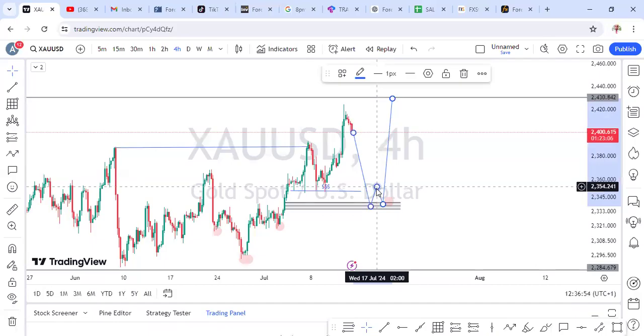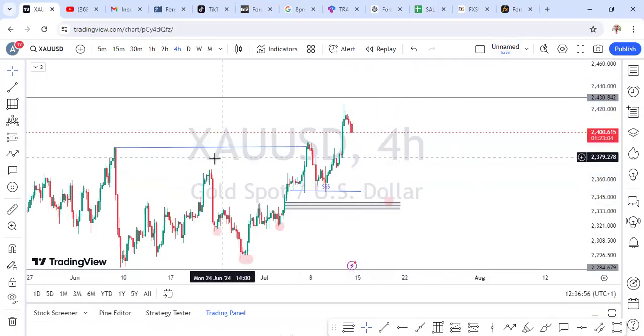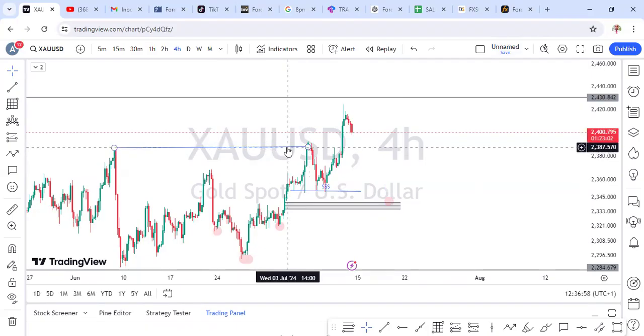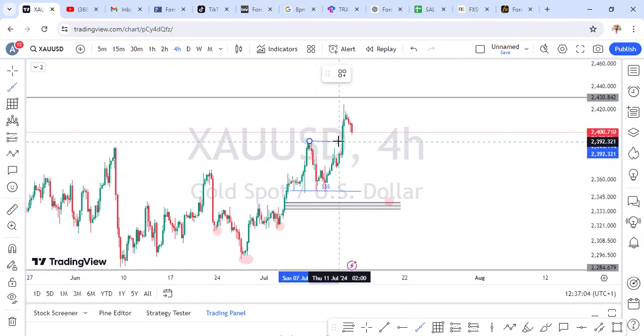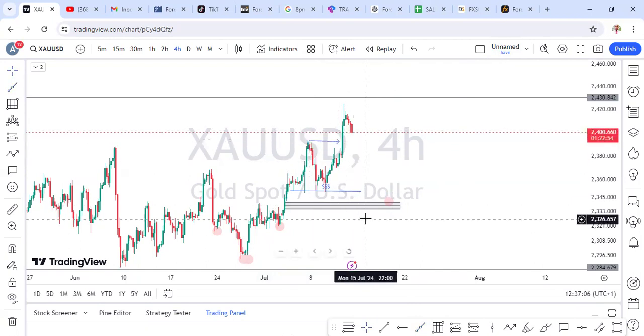Because we are seriously bullish on gold. So this one I'll be taking care with it. Price has given us a break of structure here. So pull back, look for a buy.